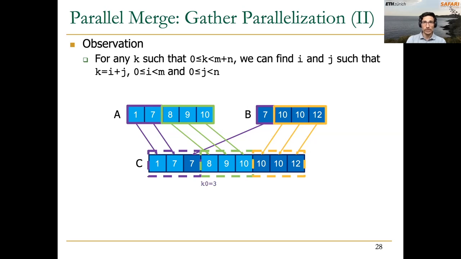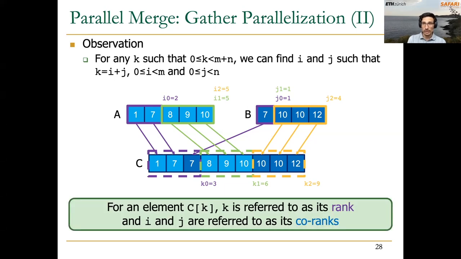So for example, for this k equal three, we have i equal two and j equal one. So these i0 plus j0 are equal to three. That is exactly the value of k0. Or for k1, that is equal to six, we find i1 equal five and j1 equal one. Or for k2, that is equal to nine, we have i2 equal five and j2 equal four.